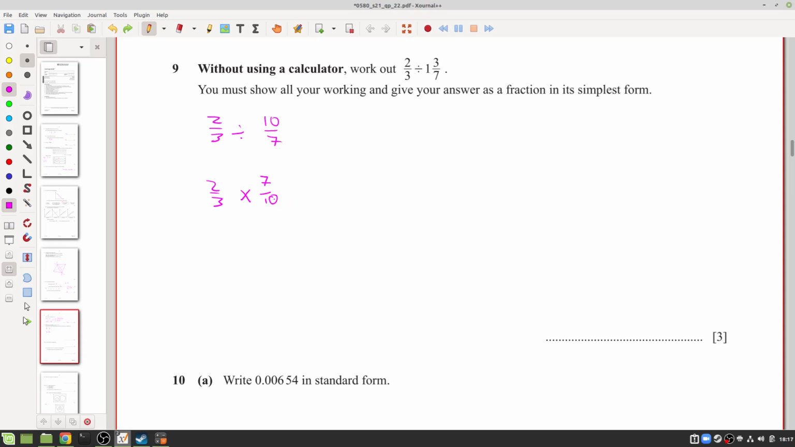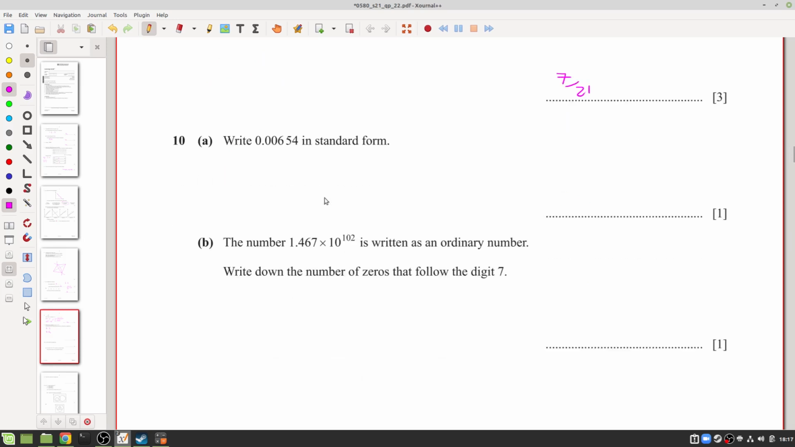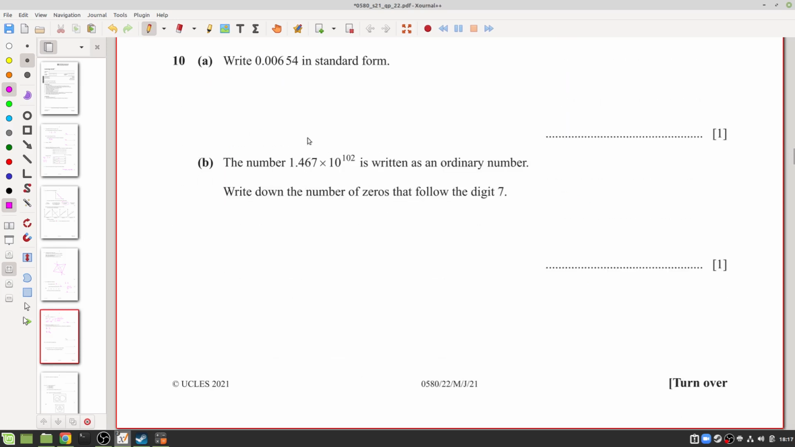Yeah, 7/10, that's right. Okay, then we can simplify this a little bit, make that a 5 and a 1. So we get 7/21. So that's going to be 7/21. Okay, write this in standard form.